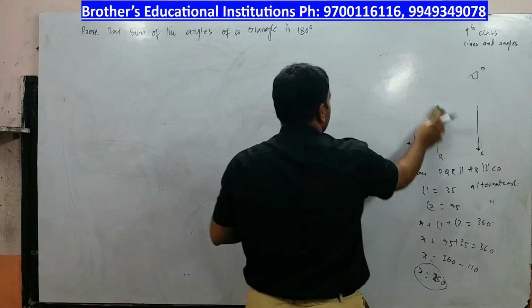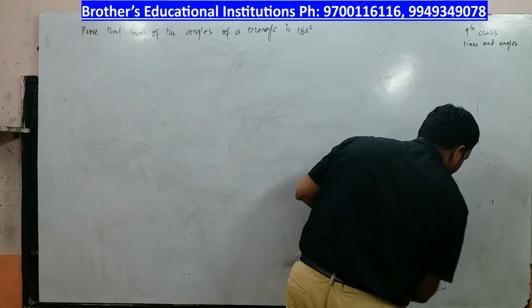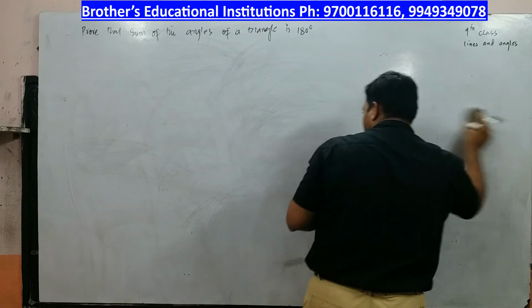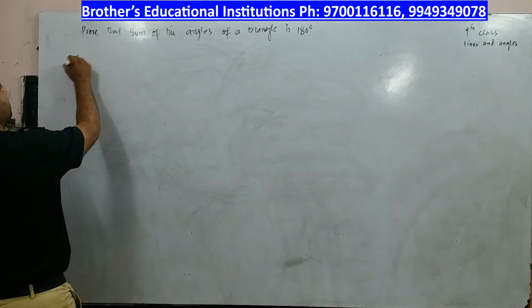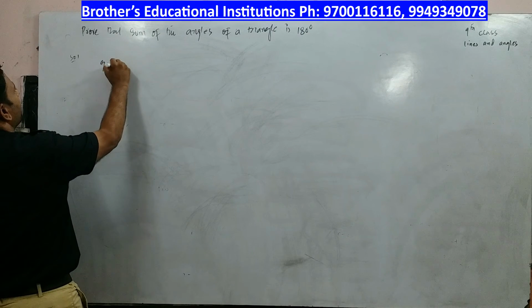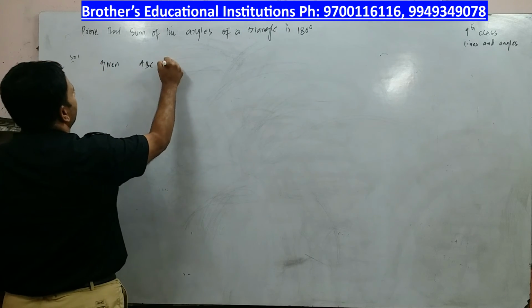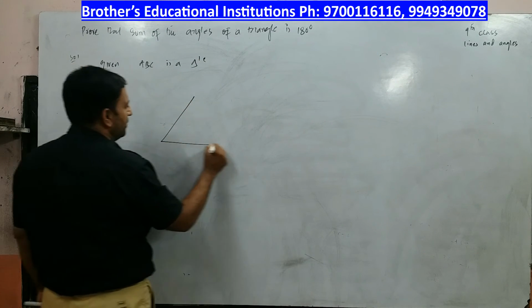The question is, prove that the sum of the angles of a triangle is equal to how much? Supplementary. Supplementary means 180 degrees. Now that is what we are going to prove. How? I will say, given, ABC is a triangle. Let me draw the triangle for you. This is my triangle ABC.